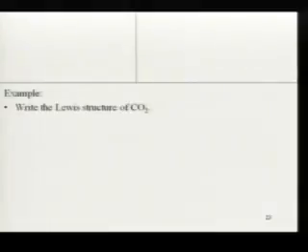But I want you to write the Lewis structure for CO2. So before you cheat, before you look at it, just take a second, figure out, first of all, how these things are probably going to be oriented around each other. So don't look at the answer. Write the Lewis structure for CO2.